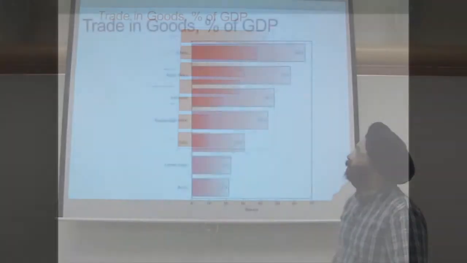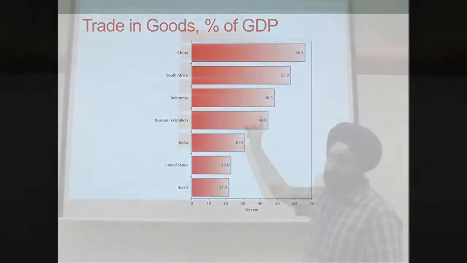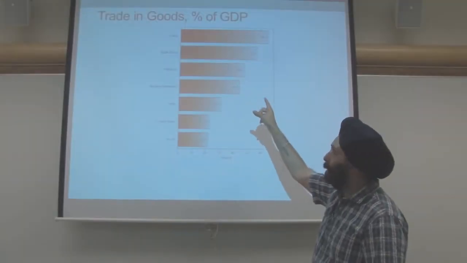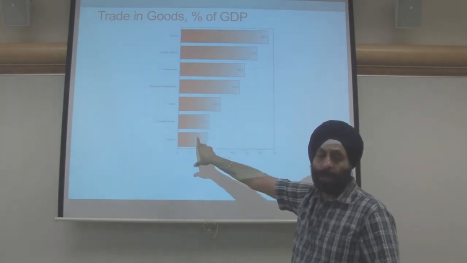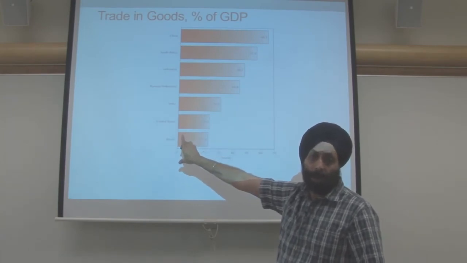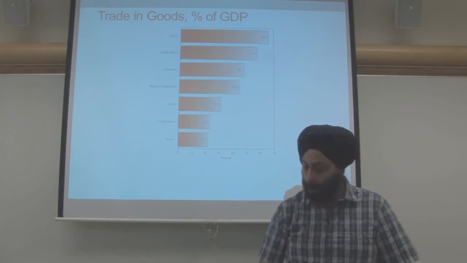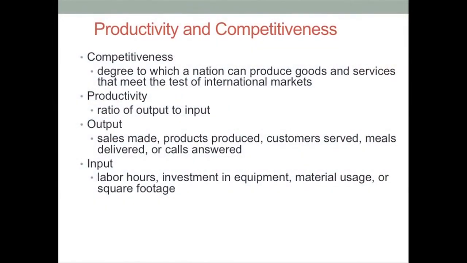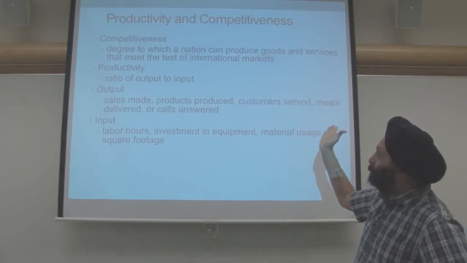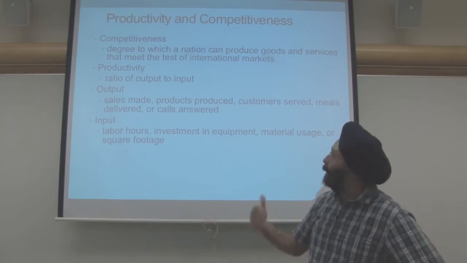In terms of trade in goods as a percentage of GDP, China actually has about two-thirds of their GDP from trade in goods, whereas in the United States, only 23% of their GDP is coming from trade in goods. The rest of it is coming from services, which shows how important services are in this case. In terms of productivity and competitiveness, the concept of competitiveness is the degree to which a nation can produce goods and services to meet the test of the international markets.